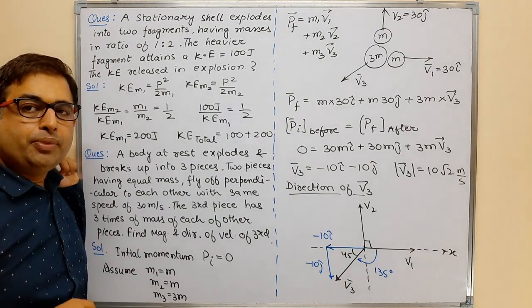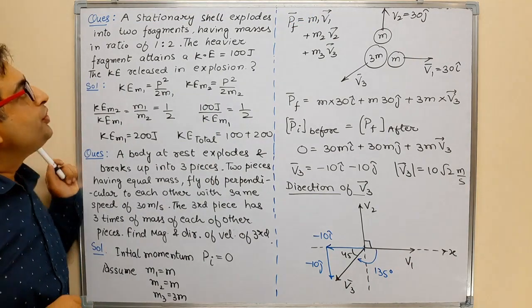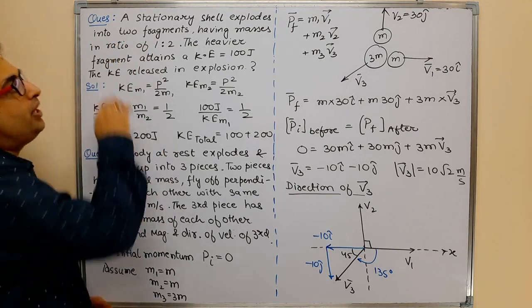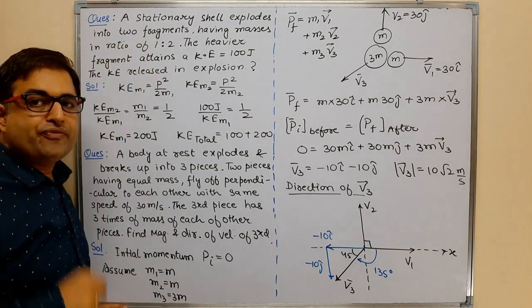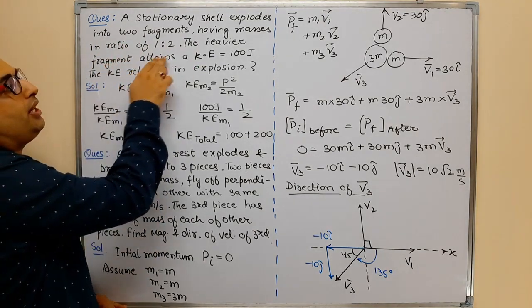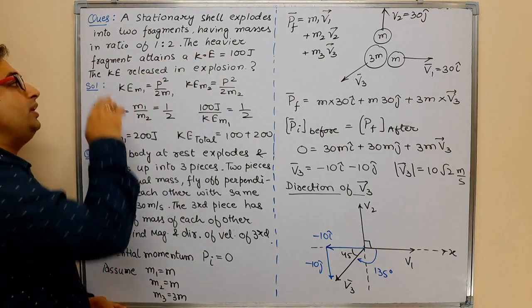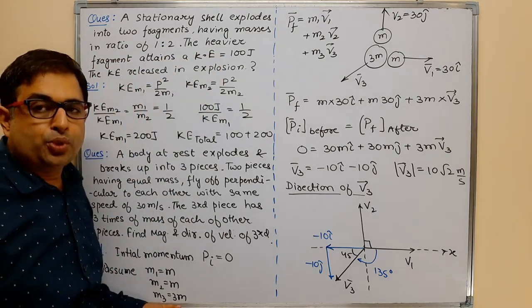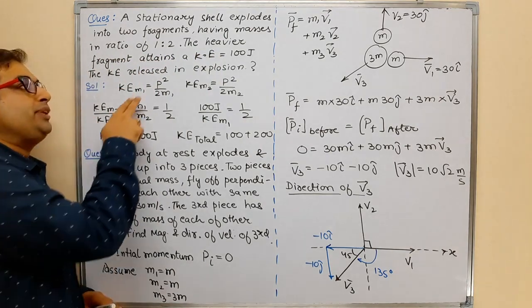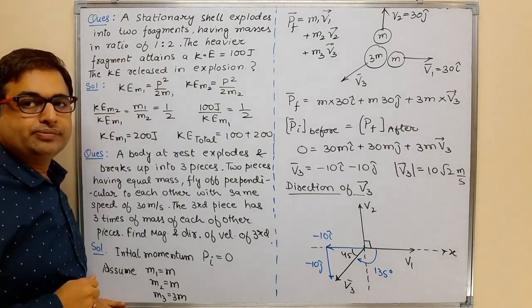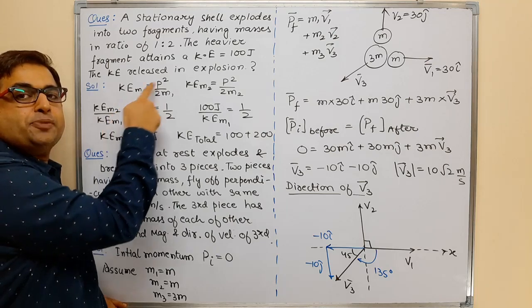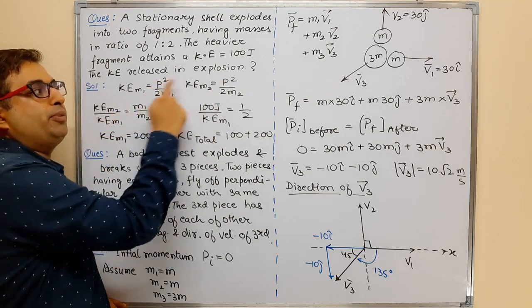Next, let us see some problems based on bomb explosion. First is a stationary shell explodes into two fragments having mass ratio 1:2. So M1 by M2 is given to you 1:2. Heavier fragment attains a kinetic energy 100 joule. The kinetic energy released in the explosion is, so we have to find out the total kinetic energy. We know that momentum of both the fragments are equal and m1 by m2 is 1 by 2. Formula of kinetic energy is p square by 2m. P is same, momentum is same.